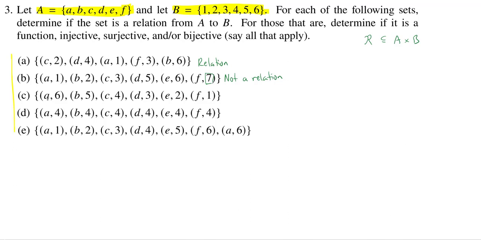Okay, let's look at C. A, B, C, D, E, F. Beautiful. 6, 5, 4, 3, 2, 1. Cool, just in reverse order. Next, A, B, C, D, E, F, same thing. Good. 4, 4, 4, 4, 4, 4, 4. 4 is in there, so we're good. Next, A, B, C, D, E, F, A. It occurred twice, but it's still in A. That's okay. 1, 2, 3, 4, 5, 6, 6. Again, something occurred twice, but that's not a problem. So all 3 of these are relations.